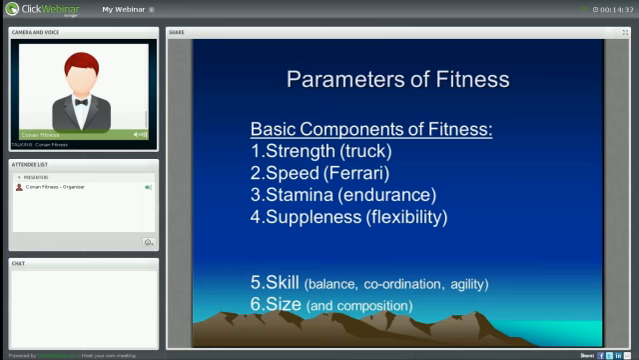And finally, size, or more importantly, composition, actually. When it comes to a component of fitness, it's not so physiological, but in certain sporting contexts, size does matter, or body composition more importantly, because it does affect performance, as you can think of many different sporting types, and the physiques or body compositions that are required for each. So therefore it does become an important factor, particularly in sports.